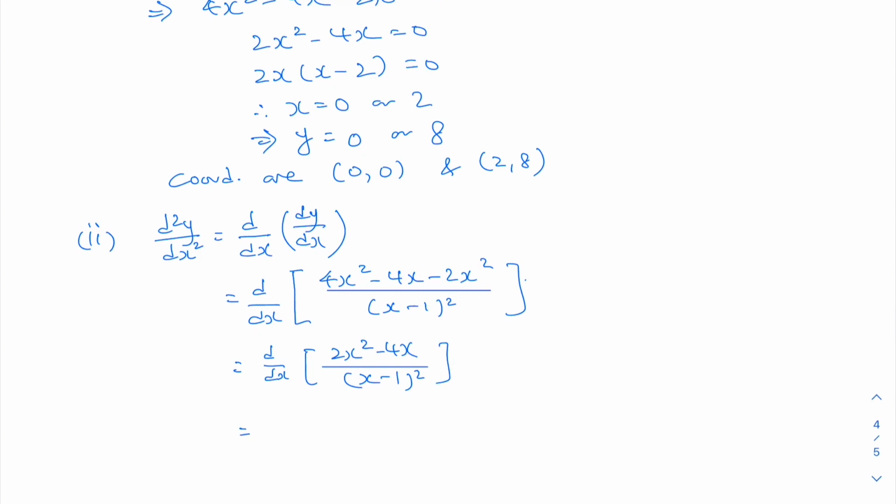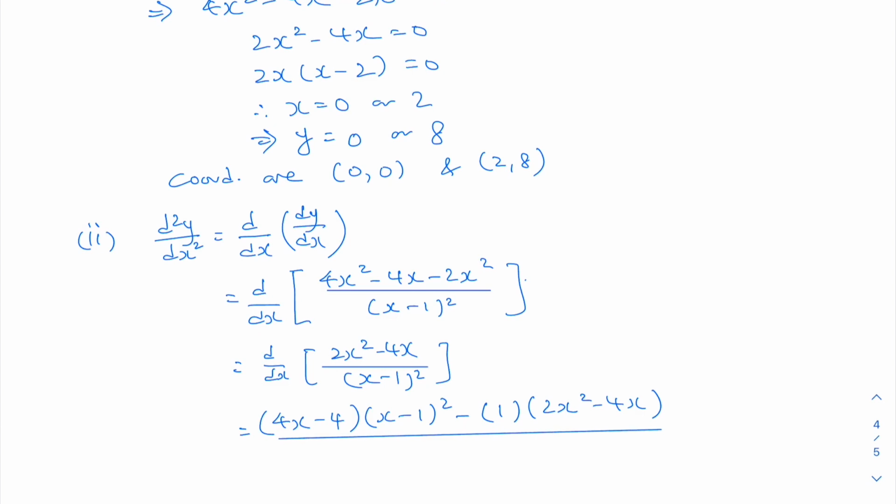Now, differentiate the numerator first. What do you get? 4x minus 4. Yes, you actually swallowed the minus 4. And then you keep the denominator, and then minus 1, and then keep the top, over (x minus 1) to the power of 4.